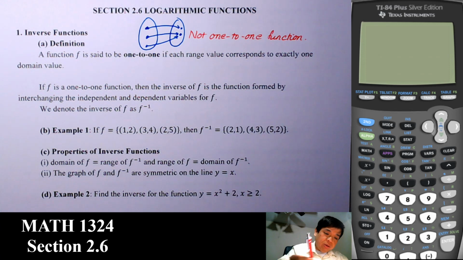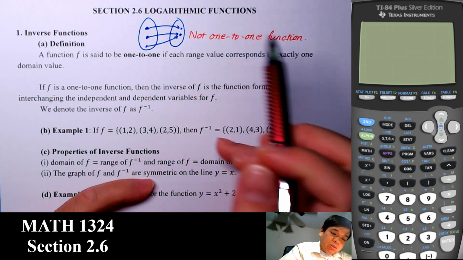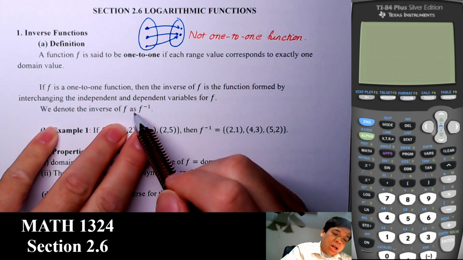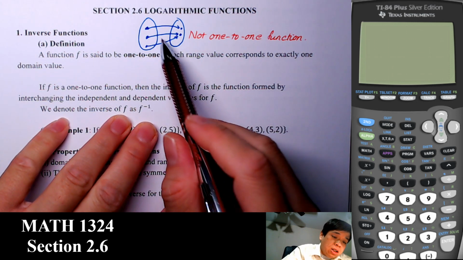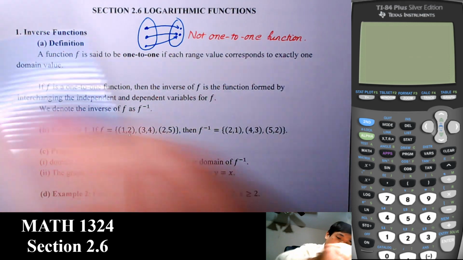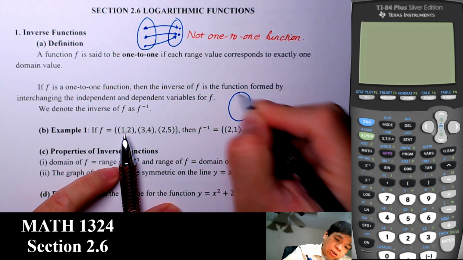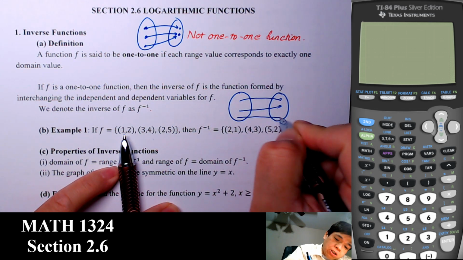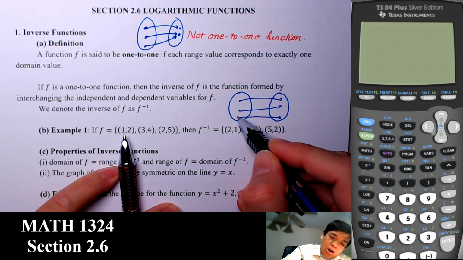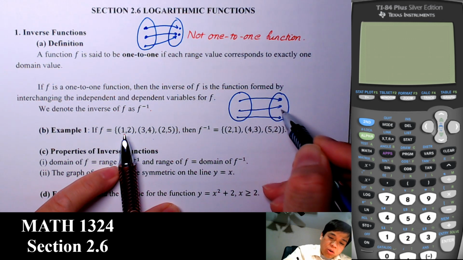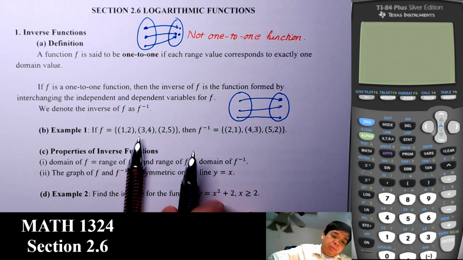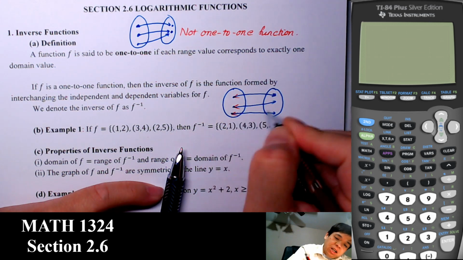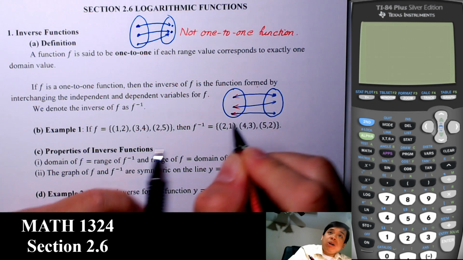When we have a one-to-one function, the inverse of the function is formed by interchanging the dependent and independent variables of f. We denote that inverse as f inverse. So if a function is one-to-one, each one in the domain corresponds to one in the range, and each one in the range has one from the domain. In that case, we can technically go backward, and that is the inverse.